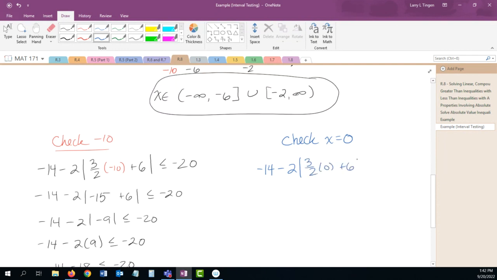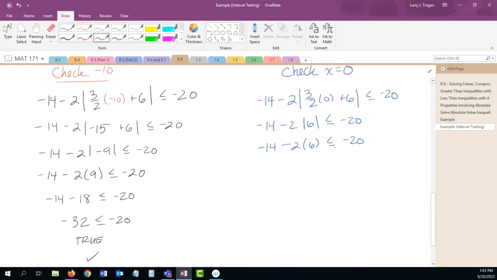3/2 times 0 plus 6, less than or equal to negative 20. I plugged in 0, so that means I'm looking at the absolute value of 6. Absolute value of 6 is 6. Careful not to do any math with the 6 until the absolute value has been removed. So it's negative 14. 2 times 6 is 12, so that's negative 14 minus 12 more.